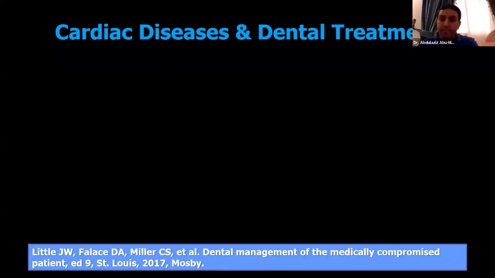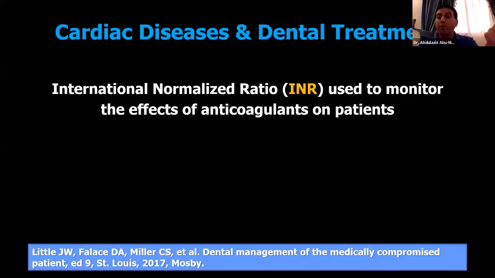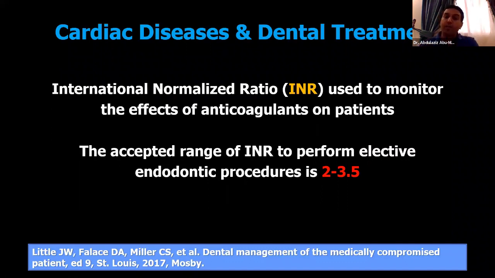So for cardiac disease to be dealt with in a dental practice, the first thing we want to know is what we call the INR, the international normalized ratio. This is what I want to see, the effect of the anticoagulant inside the blood. The normal INR is 1. To work in an environment with most of our work in the dental field, we need the INR to be from 2 to 3.5. 2 to 3 is very safe, and you can work with everything.